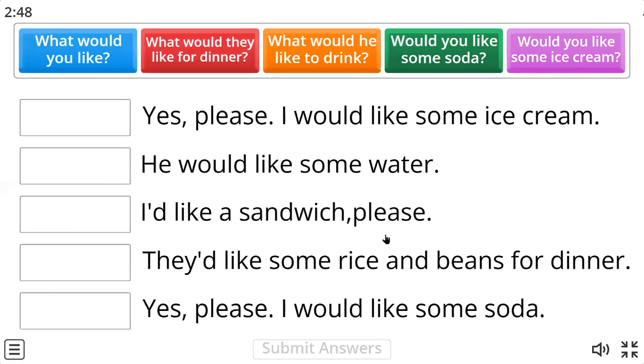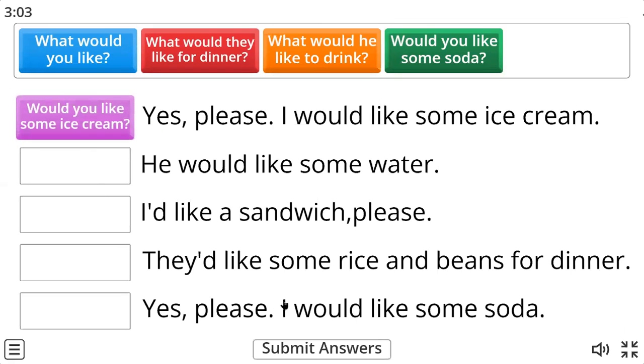Let's go ahead and begin, okay? What do you think is the first phrase that we need? The answer is, yes, please. I would like some ice cream. Would you like some ice cream? Okay, would you like some ice cream, right? Very good. What about the second one?